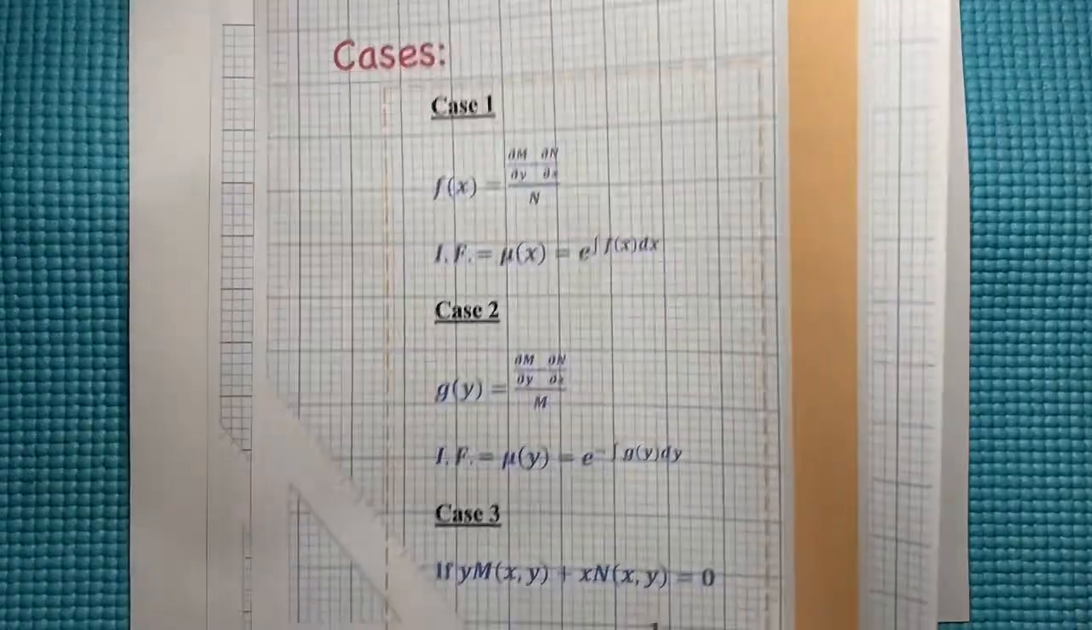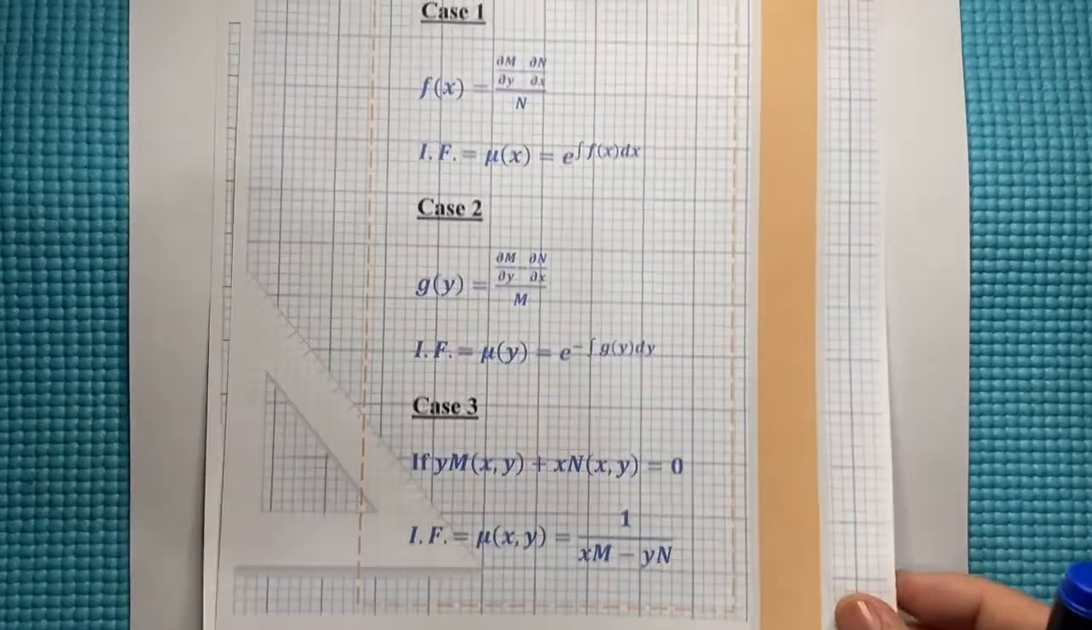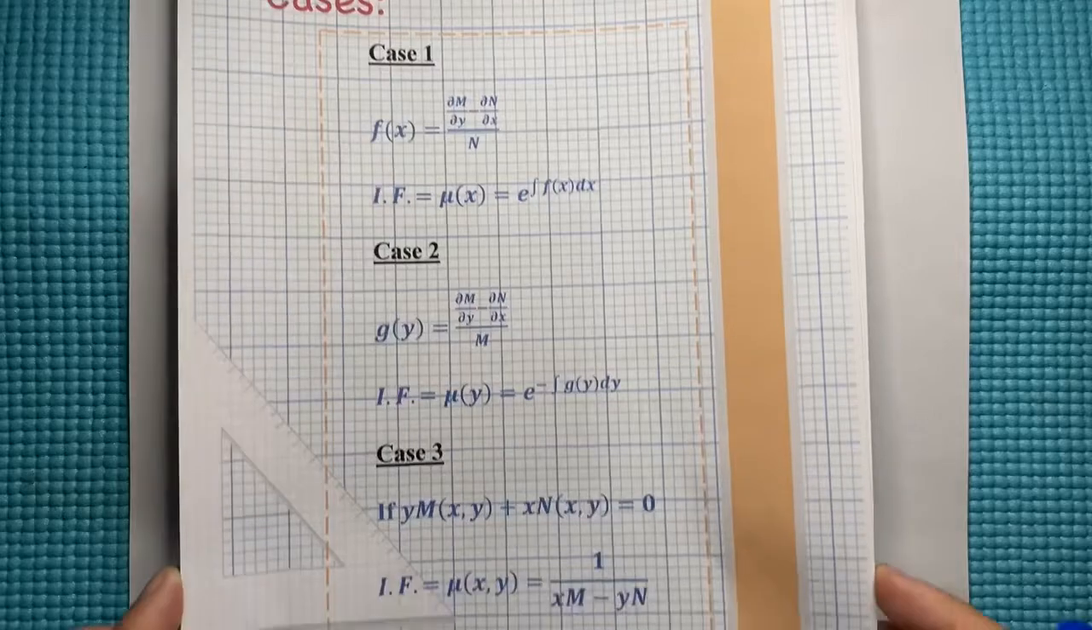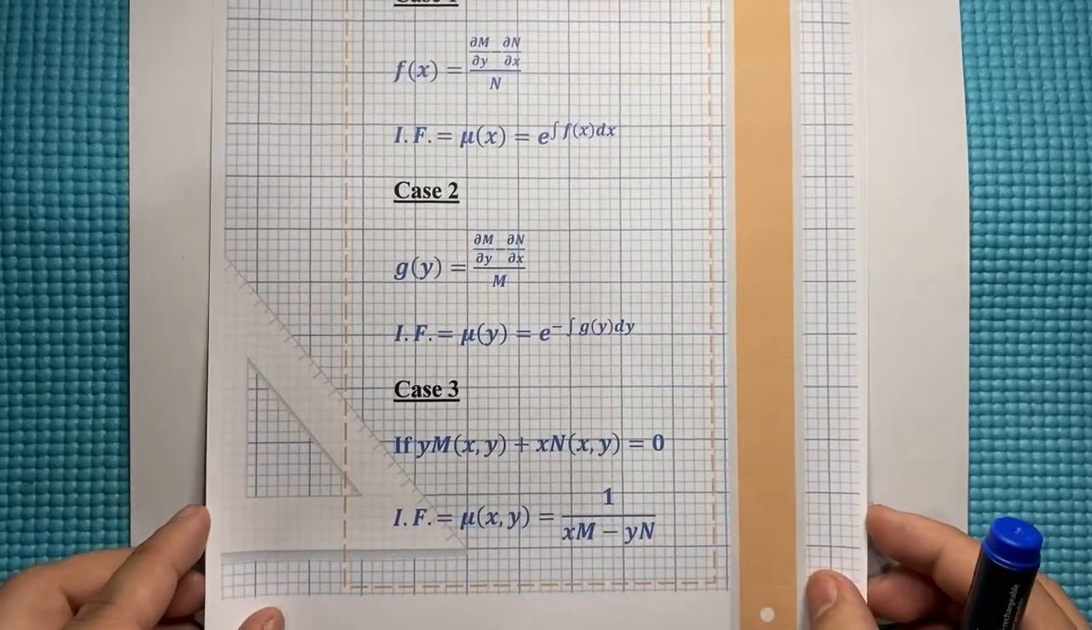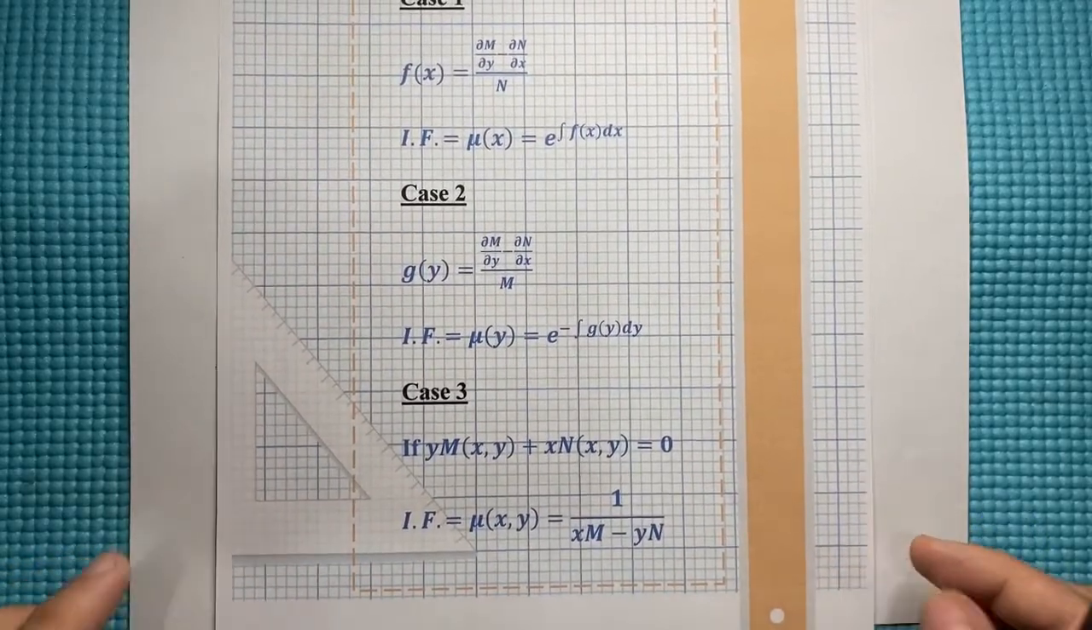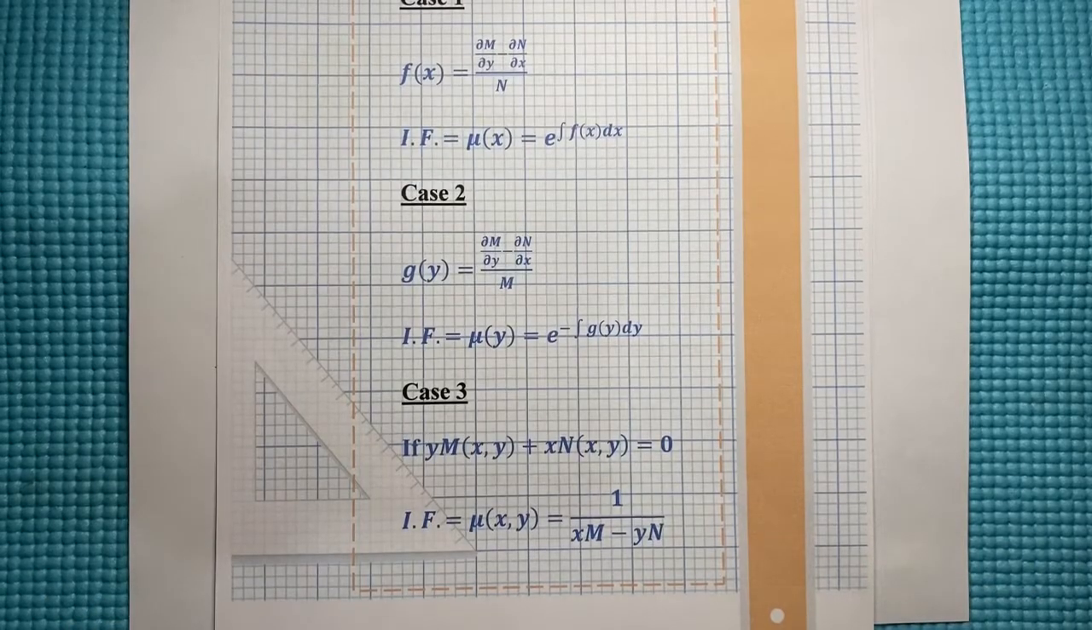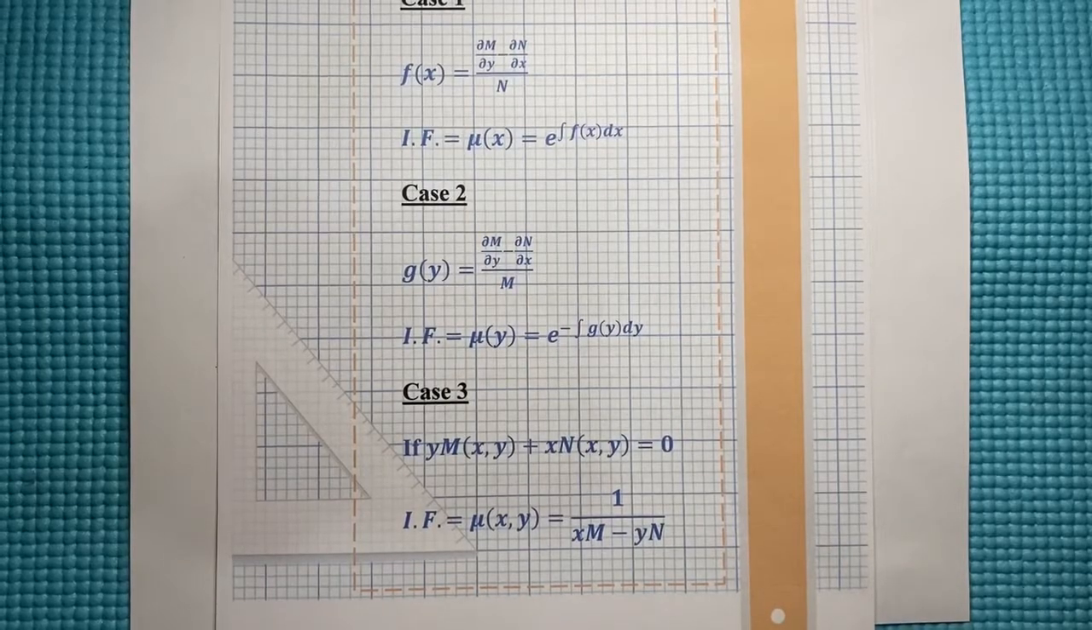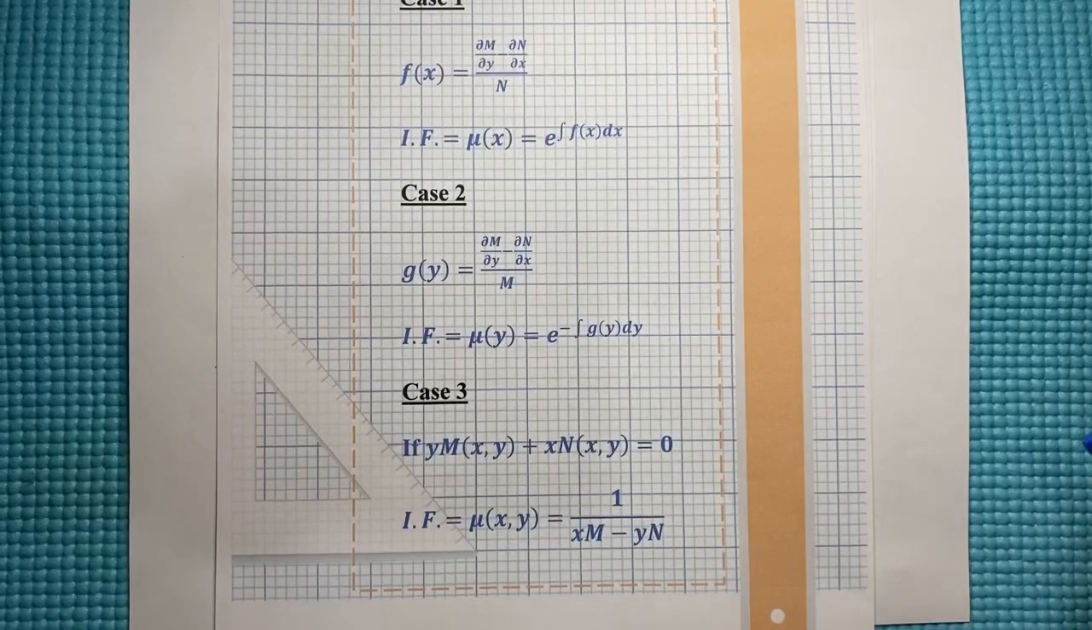And lastly, case 3 is if the equation is y multiplied with an M function of x and y plus x multiplied with an N function of x and y equals 0. Therefore, we can right away determine the integrating factor to be equal to 1 over x times the M function minus y times the N function. So that is for our case 3.